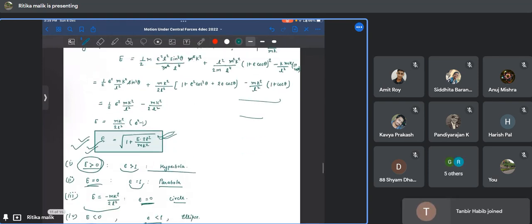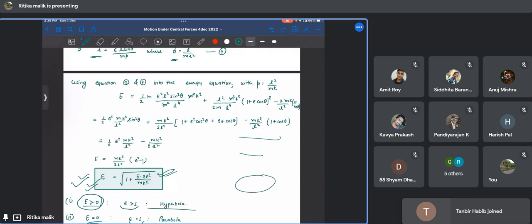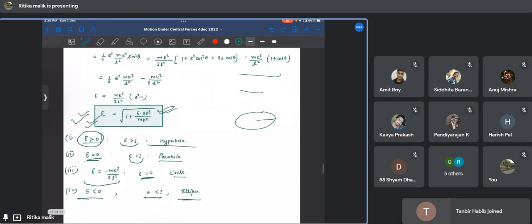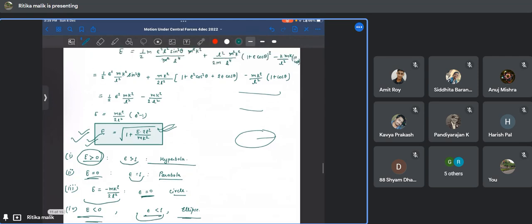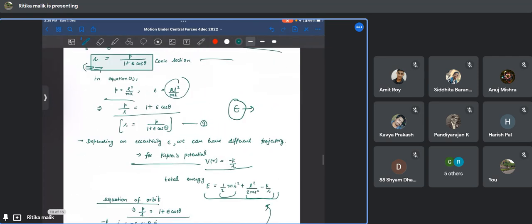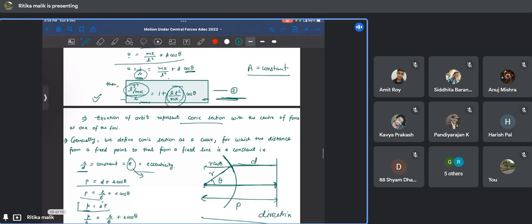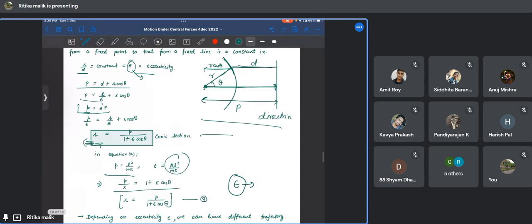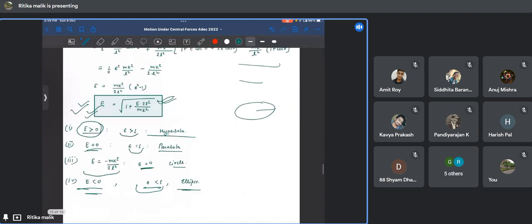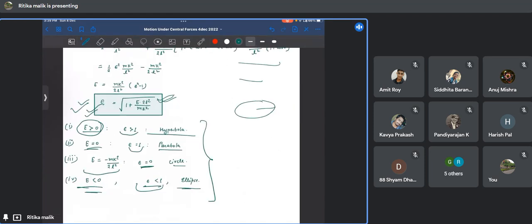So in case of planetary orbit, you know that it is an elliptical orbit, since your eccentricity is less than 1 and your energy is also less than 0. So there are two important equations which we generally use directly. One is this and another one is this. So you have to remember these conditions under which you can get different kinds of equations of conic section.